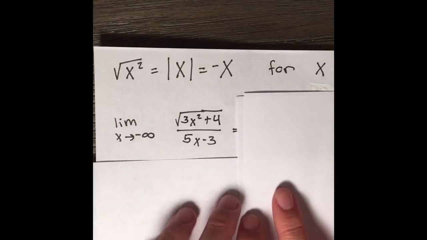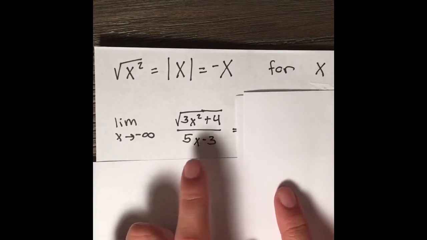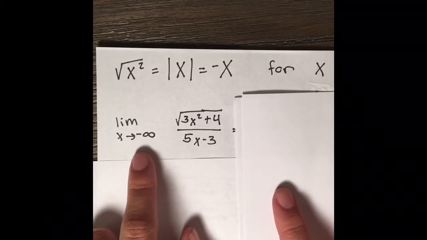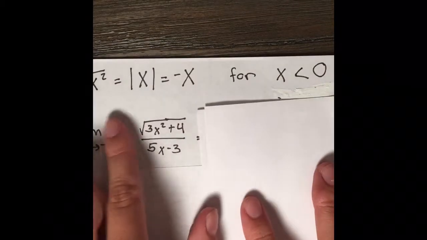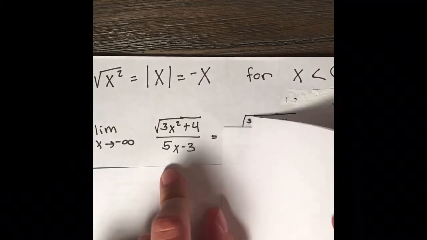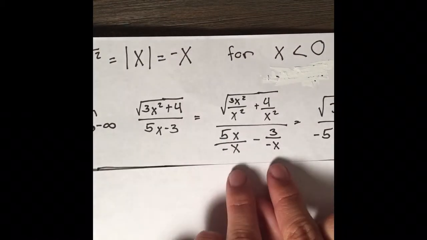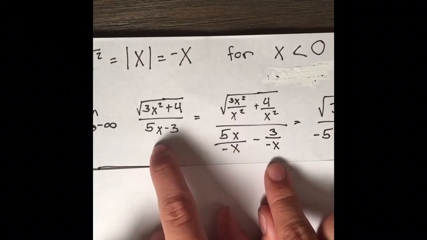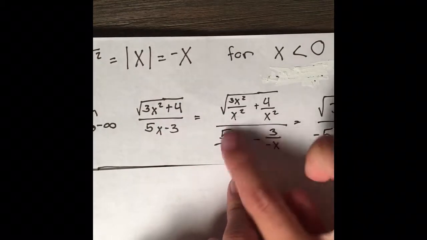Okay, for our next problem, we will be evaluating the square root of 3x squared plus 4 over 5x minus 3 when x approaches negative infinity. When x approaches negative infinity, you can use these rules because x is less than 0. You will see how these apply in a second. The first thing you're going to do is divide each value by the x with the highest degree from the denominator. The only x in the denominator is x, so its degree is 1. So you're going to divide each value by x.